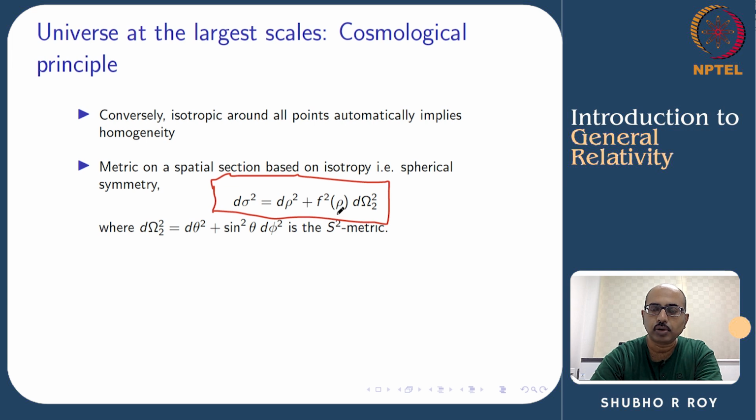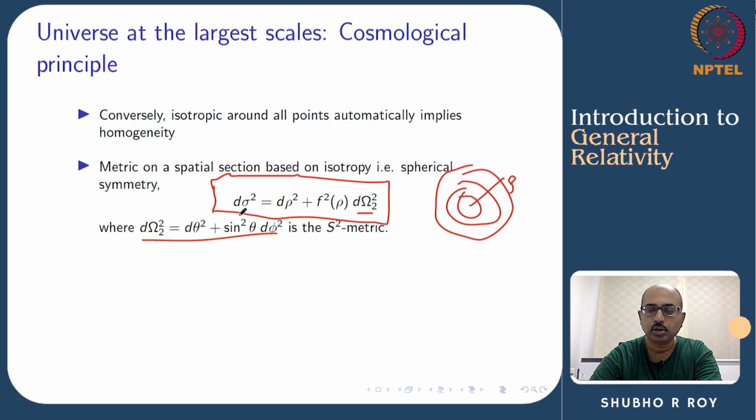So we use 3 coordinates, rho, theta, and phi. Remember, this d omega squared is nothing but the metric on the 2 sphere. So we have foliated spatial sections into spheres, and these leaves, or foils, are distinguished by this coordinate rho. Okay, so this is just Frobenius theorem in action, which we already used while deriving the Schwarzschild solution. So from isotropy, we can write down this form. This is not using homogeneity, just using isotropy, we can write this form.